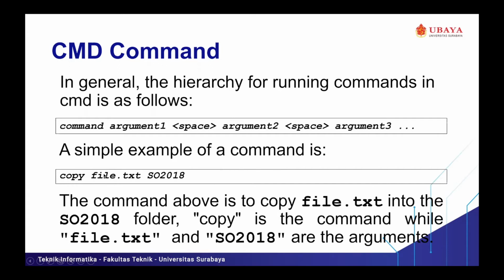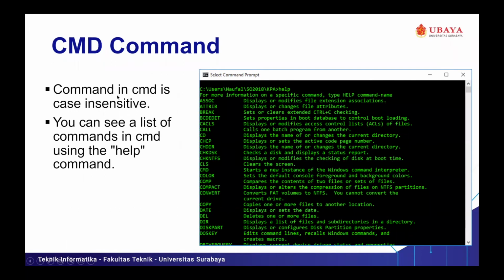A simple example of a command is copy. Copy is the command, file.txt is argument 1, and SO 2018 is argument 2. So this command copies the file.txt into the SO 2018 folder. Commands in CMD are case insensitive, so you can use uppercase or lowercase.